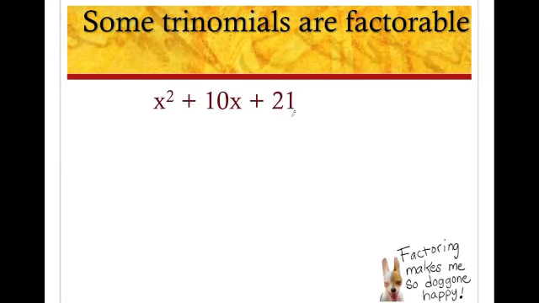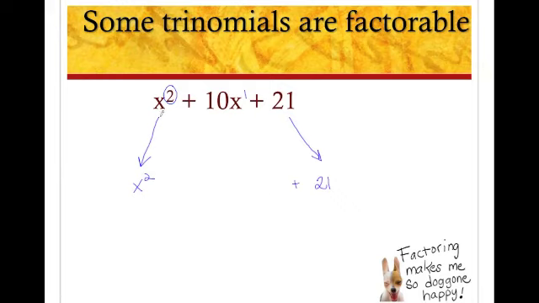The first thing you want to do, once you recognize that it is a trinomial, is to put it in decreasing order or standard form. And what I mean by that is, if you look at the exponents, these are 2, 1, and then none. So it's in standard form. The next thing is to bring down your first and last terms. Notice I'm bringing down the plus sign with the 21.